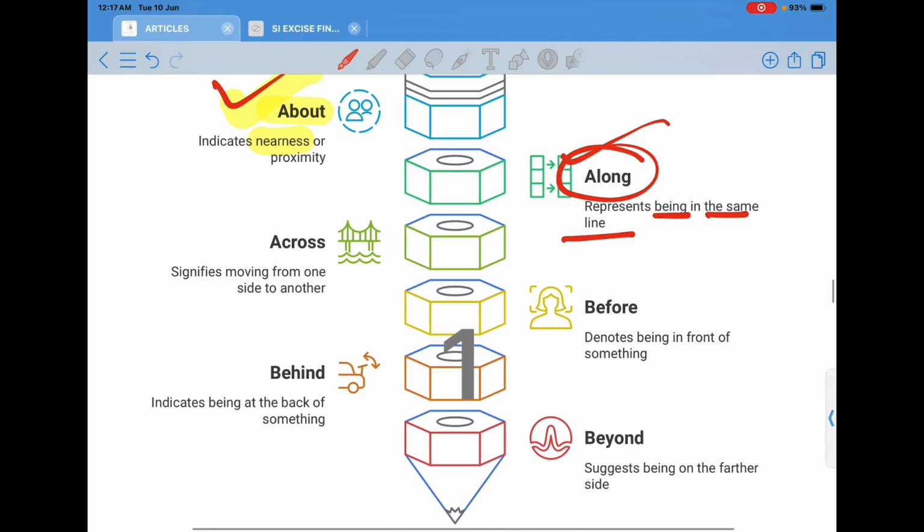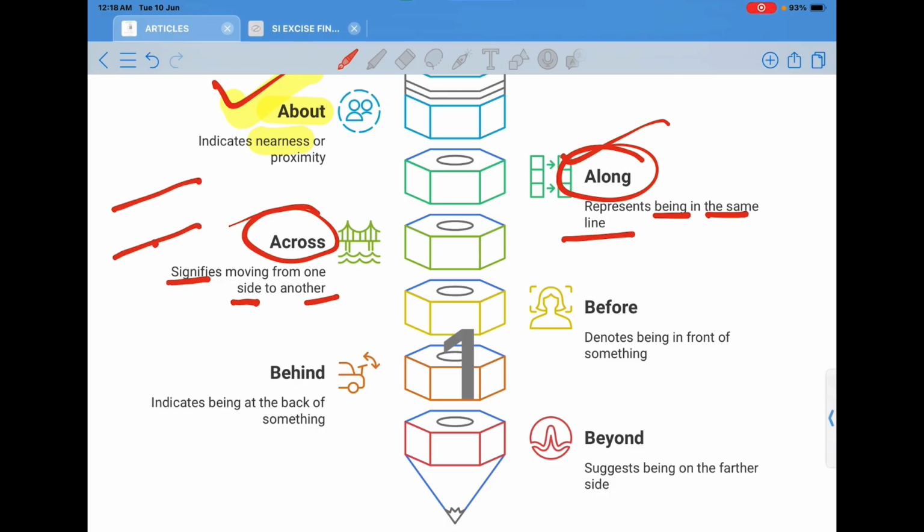Next, across. What is across? It signifies moving from one side to another. He blew a cloud of smoke across the table. She ran across the field. Means there is a field, so you are running from one position to this position. So basically you are crossing this field. So this is across.